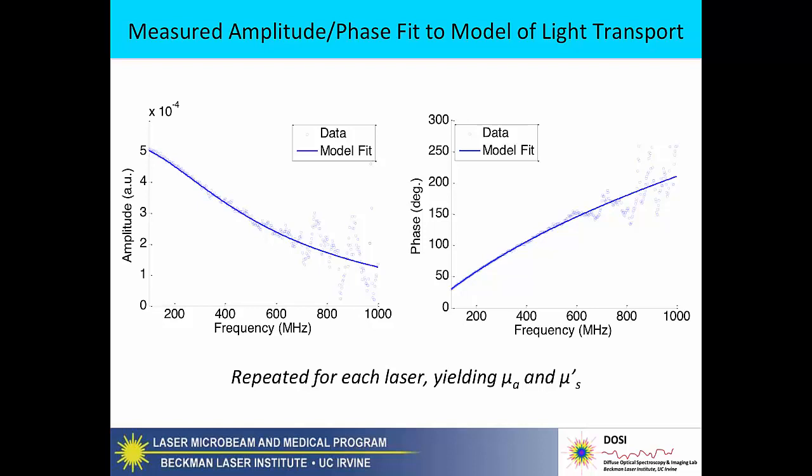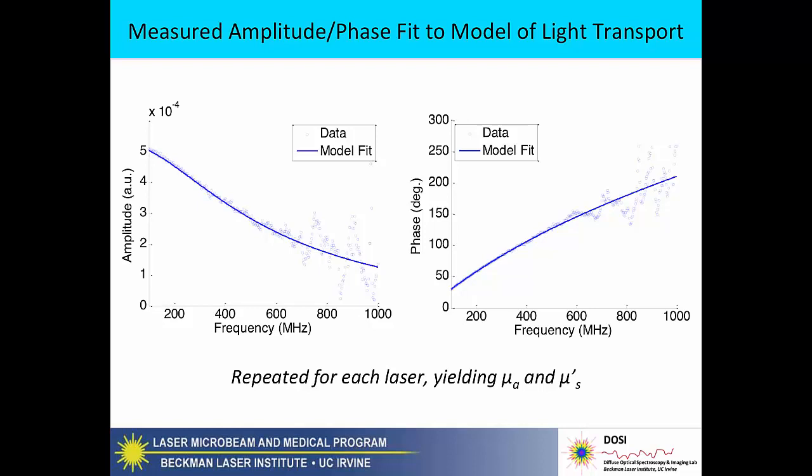So this is the practical view. That was all sort of the abstract theory. And now you can relax. And we're going to come back to what does a measurement look like. So what we measure is the amplitude and the phase of that photon density wave. And we do that as a function of frequency. So these points are data that are acquired. And this is from a scattering medium.